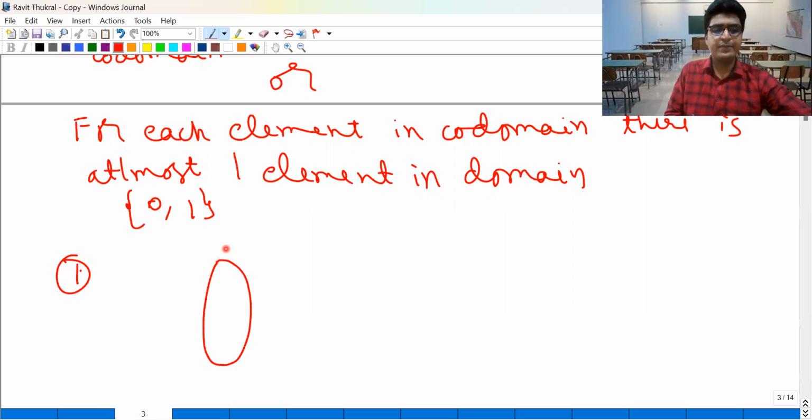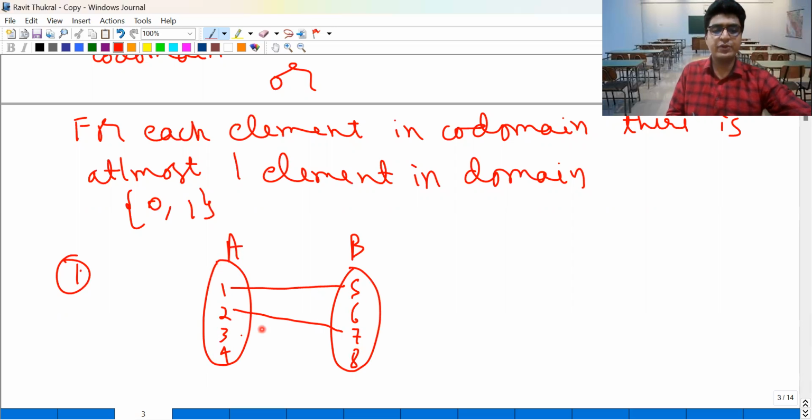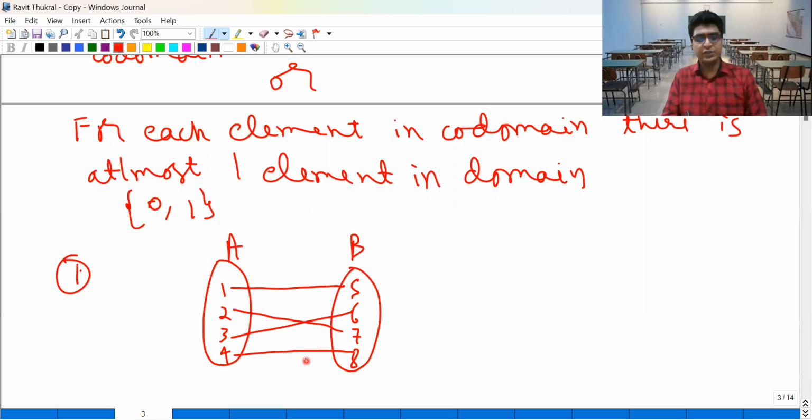So there is a set A which contains, let's say, 1, 2, 3, and 4, and set B which contains 5, 6, 7, and 8. All right. So 1 is connected to 5, 2 is mapped to 7, 3 is mapped to 6, and 4 is mapped to 8. Is it a 1-1 function?